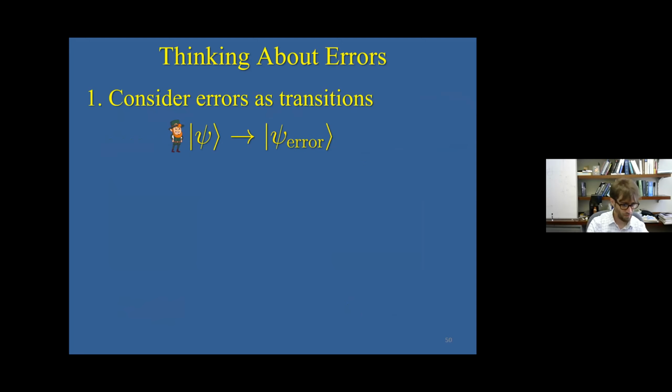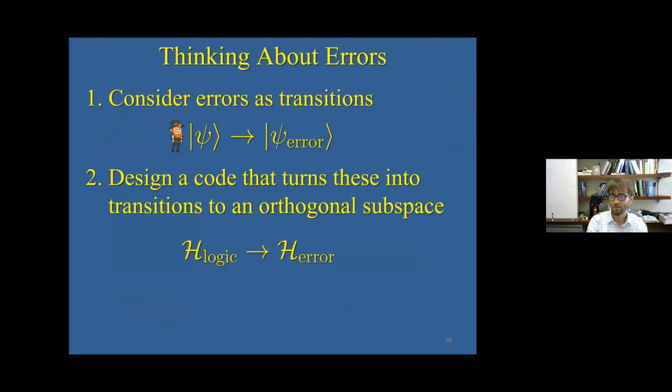So when we talk about quantum error correction, it is frequently, it goes like this. We consider the errors to be a transition. We have leprechaun hat operates on psi, turns it into psi error, right?